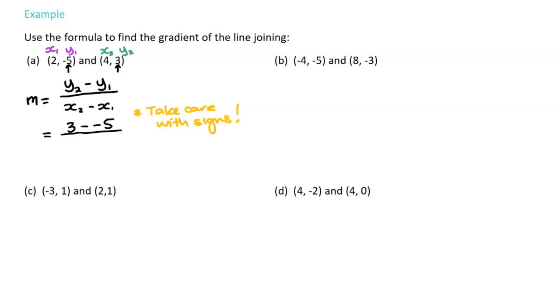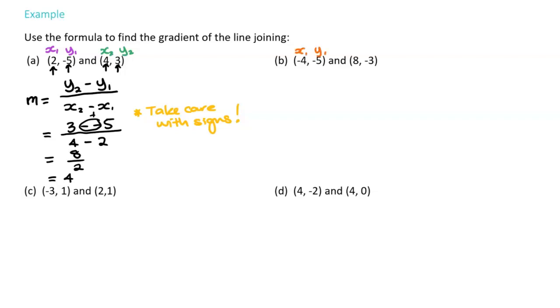Okay, now we'll put our vinculum. And now we're going to do x2, which was 4, minus x1, which is 2. Okay. So on top, if we've got 3 minus minus 5, that's going to become a plus. So that's 8. And 4 minus 2 on the bottom will be 8 over 2. So our gradient is going to be 8 divided by 2, which will be 4. Let's have a go at the next one.